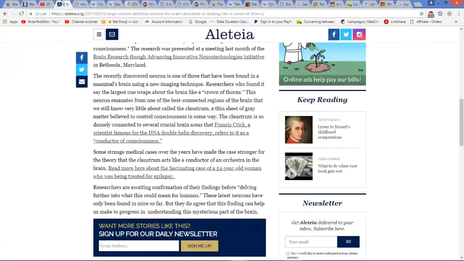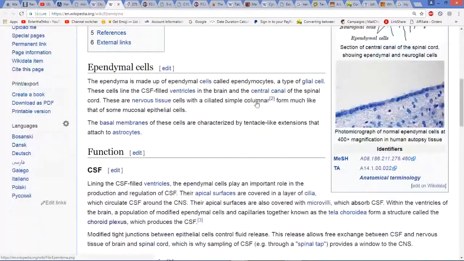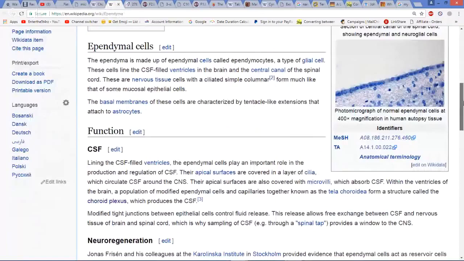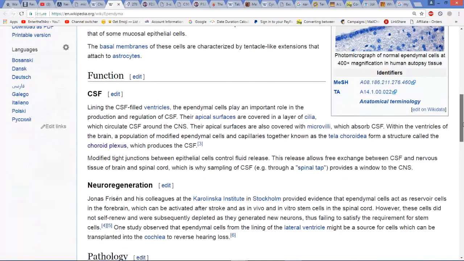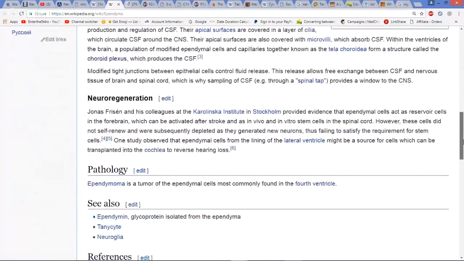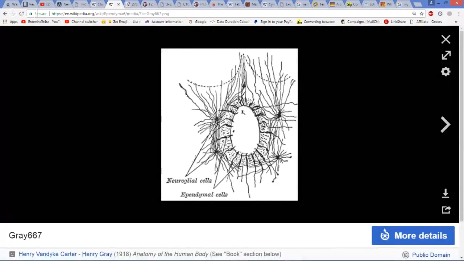Now, there's more information on this choroid plexus and these ependyma cells. The CSF-filled ventricles, the ependymal cells, play an important role in the production and regulation of cerebrospinal fluid. Their apical surfaces are covered with a layer of cilia, CSF, around the central nervous system. They're also covered with microvilli, which absorb cerebrospinal fluid. So, this is very interesting. This is an amazing image. This is the ependymal cells, spinal column. And again, this even looks like a crown of thorns surrounding the spinal column.